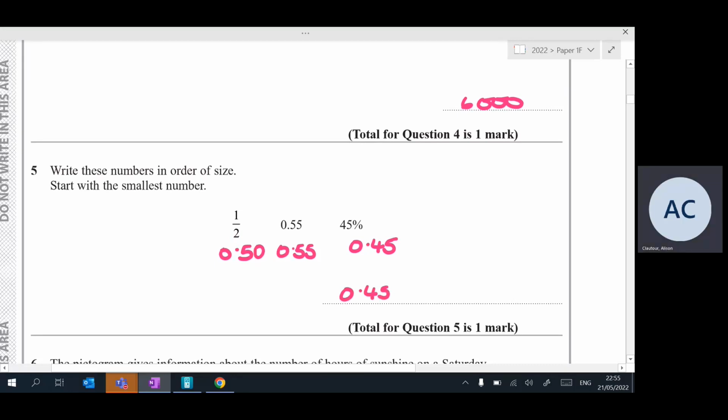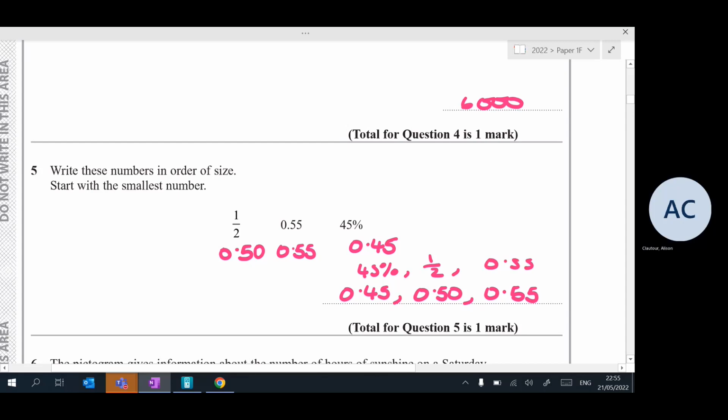Might help if you put a 0 there. Okay, it's easier to compare. So 0.50 will come before 0.55. So you might want to put them in their original form. So 45%, a half, and then 0.55.